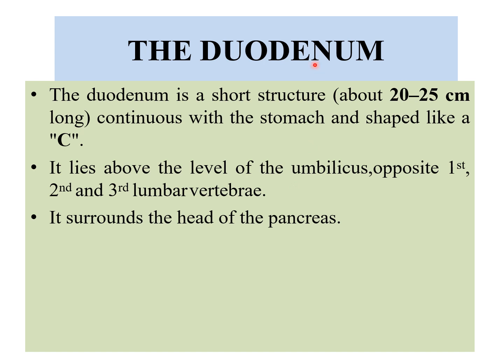About the first part, the duodenum. It's a short structure, its length is 20 to 25 centimeters. It is continuous with the stomach and is shaped like a C. It lies just above the umbilicus, opposite the first, second, and third lumbar vertebra. It surrounds the head of the pancreas.